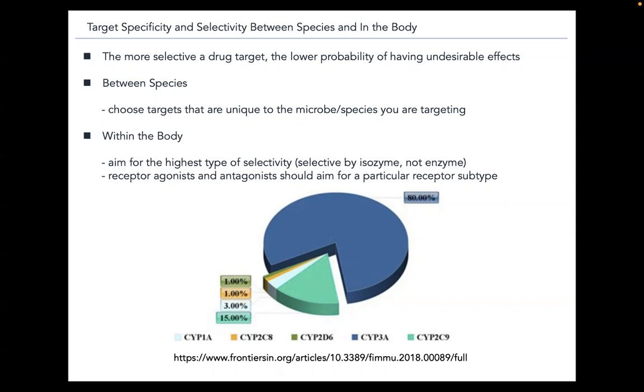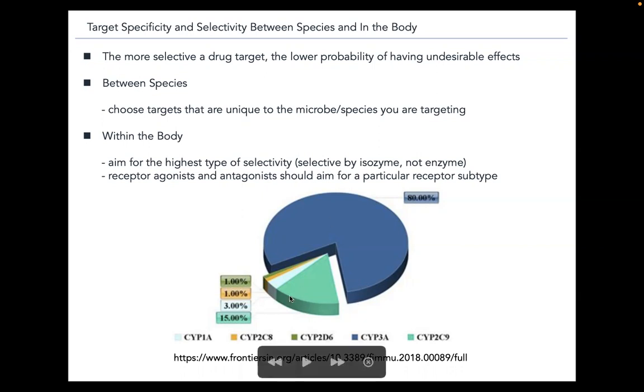But then within the body, you want to aim for the highest type of selectivity that you can. So we talked a little bit about these CYP3As, those cytochrome P450s. Almost every molecule that you put into your body comes in contact with those. So you can imagine that if you want to selectively target, for example, CYP3A, that's going to be a bit challenging.